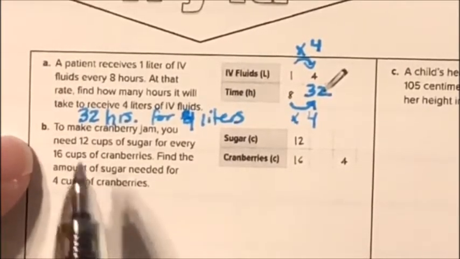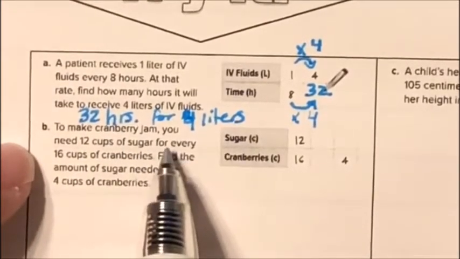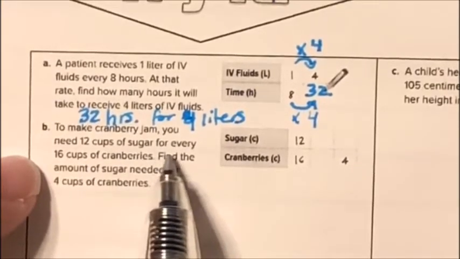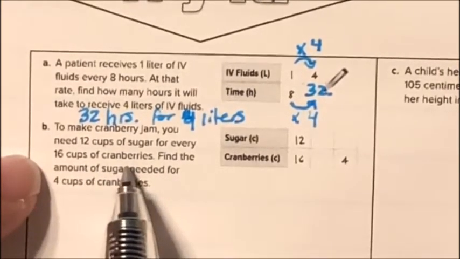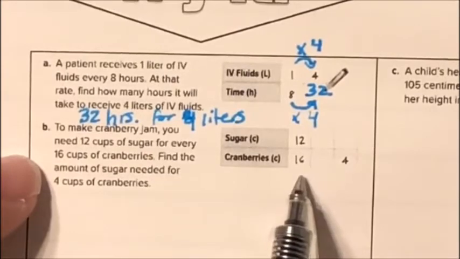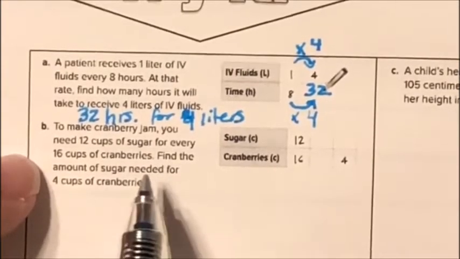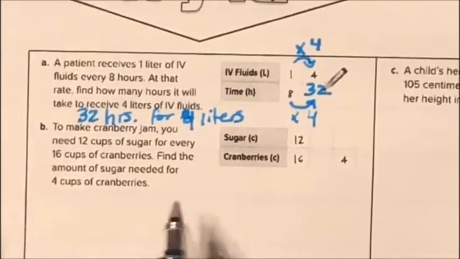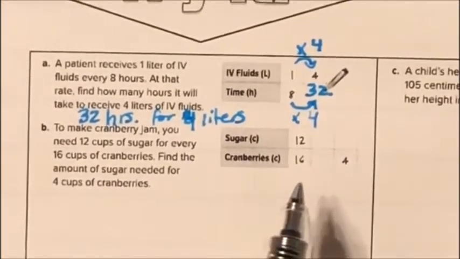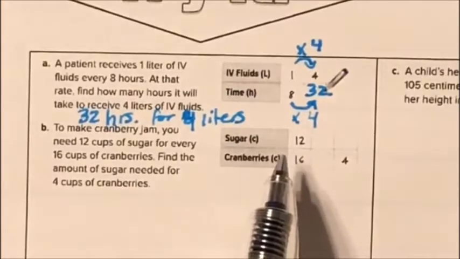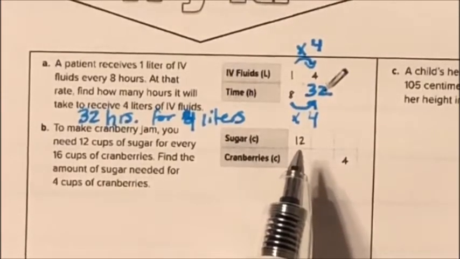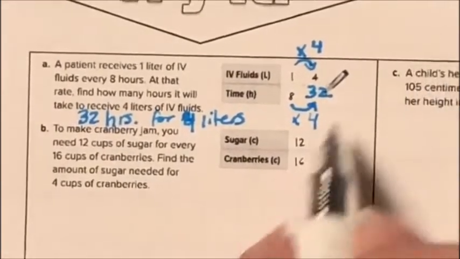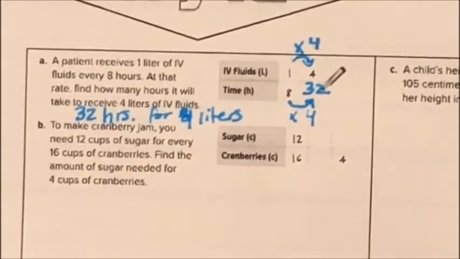All right, letter B. To make cranberry jam, you need 12 cups of sugar for every 16 cups of cranberries. So 12 cups of sugar, 16 cups of cranberries. Find the amount of sugar needed for 4 cups of cranberries. So what can I divide 16 and 12 both by? Well, I can divide them both by 2. So 12 divided by 2. Actually, I'm going to come over here to my workstation. Okay, so it's a little bit easier to see.